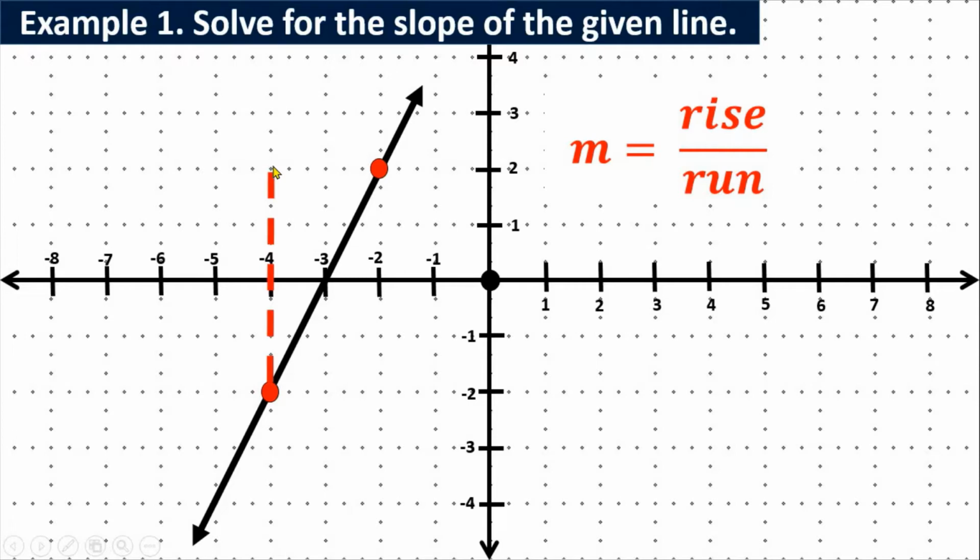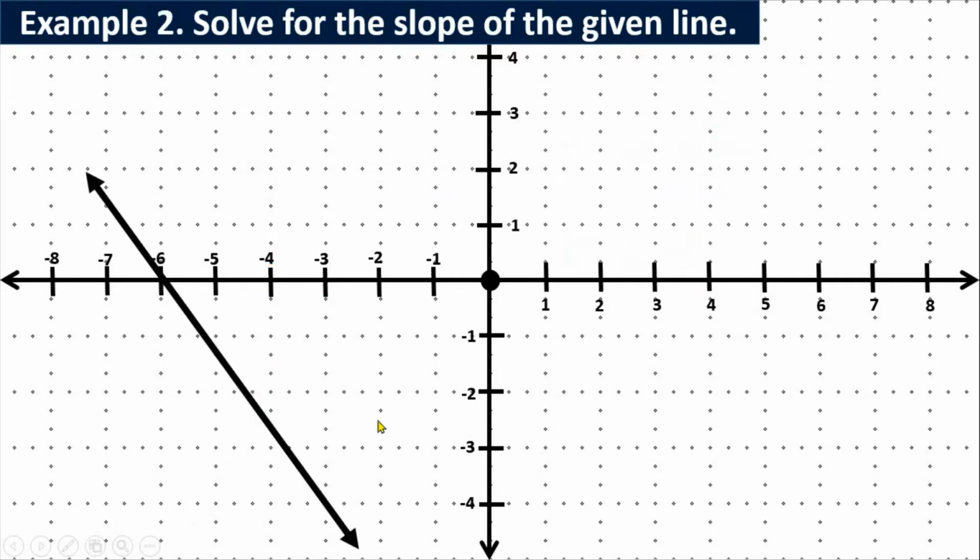And as you can see, we had 1, 2, 3, and 4 steps to make it up here. Meaning to say, our rise is 4. Now to go to the second point, we need to move 2 units to the right. 1, 2. That means our run is 2. The slope now is 4 over 2, which when simplified becomes 2.